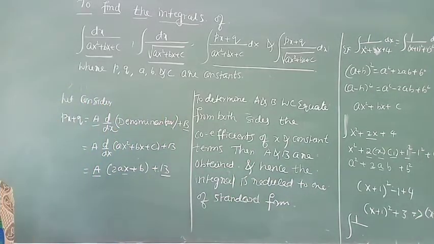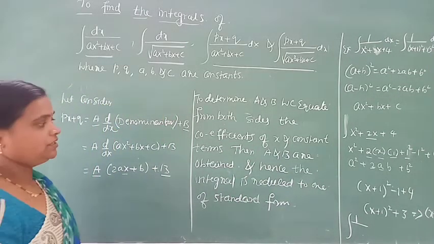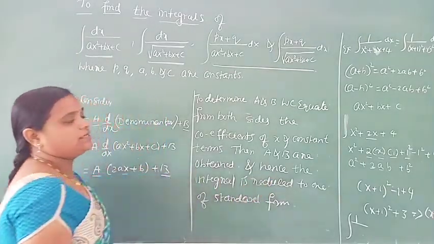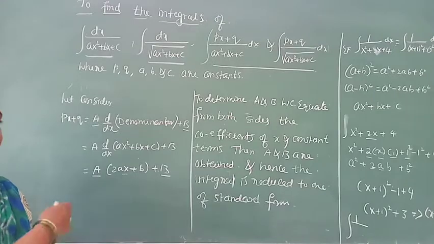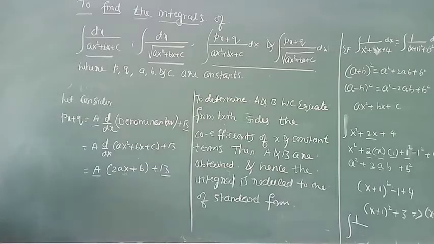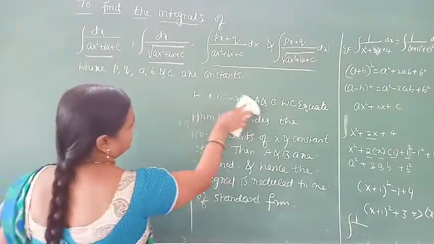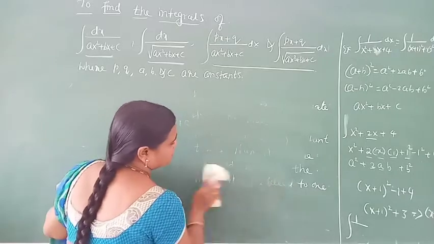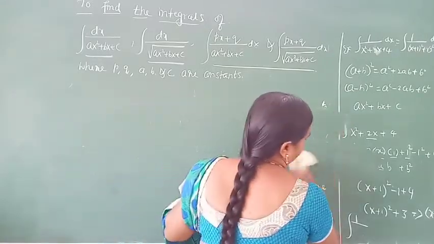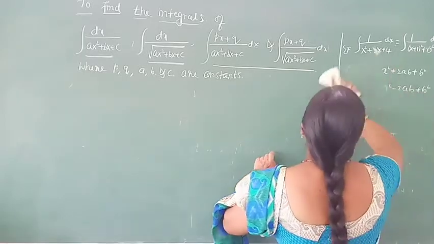By using that concept, a and b will be obtained. And hence, we can convert that one into the form of standard integration. Then we can do the integration easily. This is how we can apply it for all these 4 types. By using examples, we can know the concept easily. This is the theoretical part. I will explain with examples.